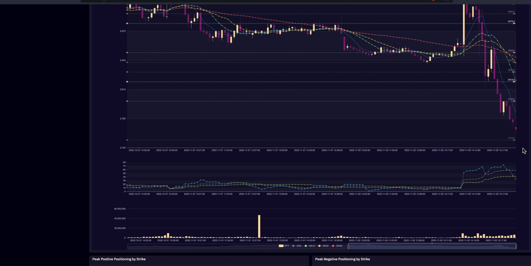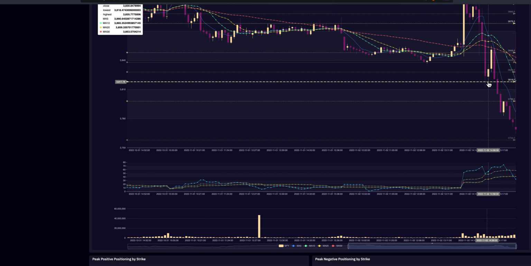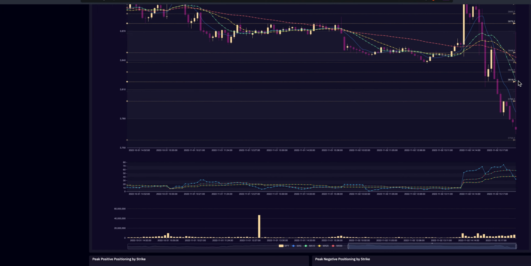And then also, if you're looking to take the reversals, here's another one, 3818. We had a pull down right to 3818. Positioning was here. You had negative positioning here. Take a long, you took about 6 points MAE for about a 30-point move.